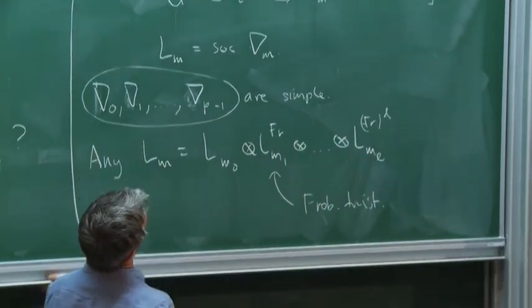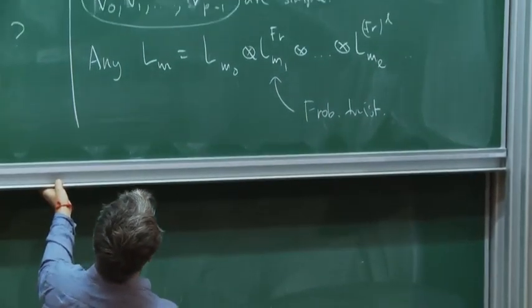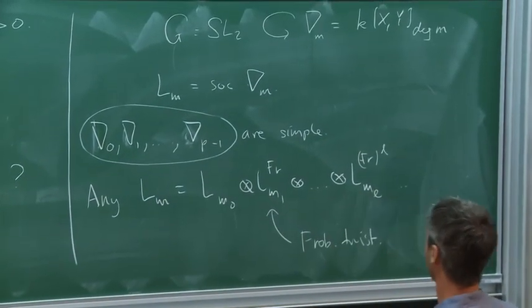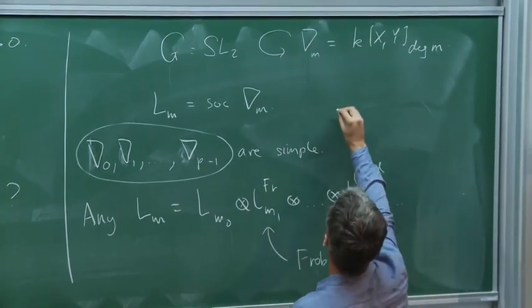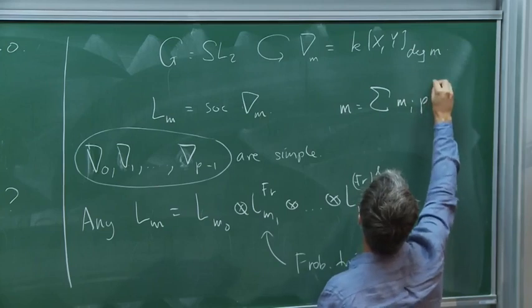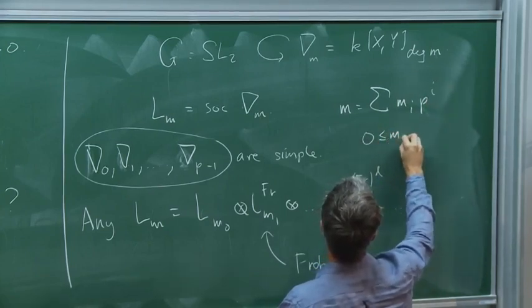And then, this is the p-adic expansion of M. So M is the sum of m_i p to the i, where 0 is less than or equal to m_i less than p.